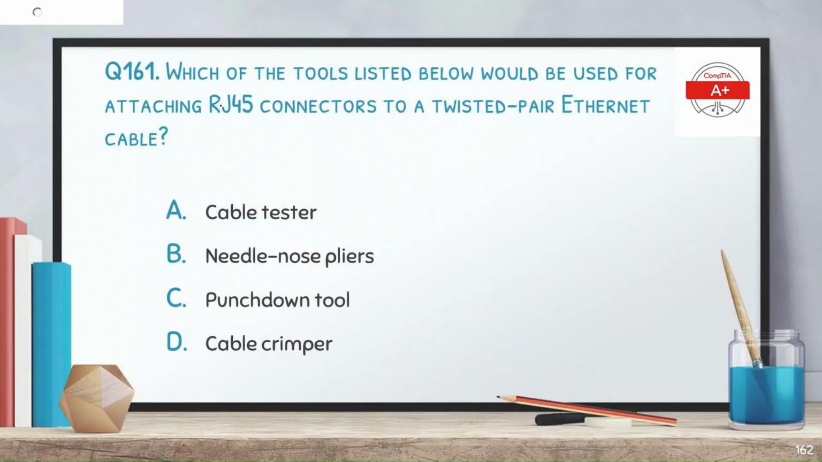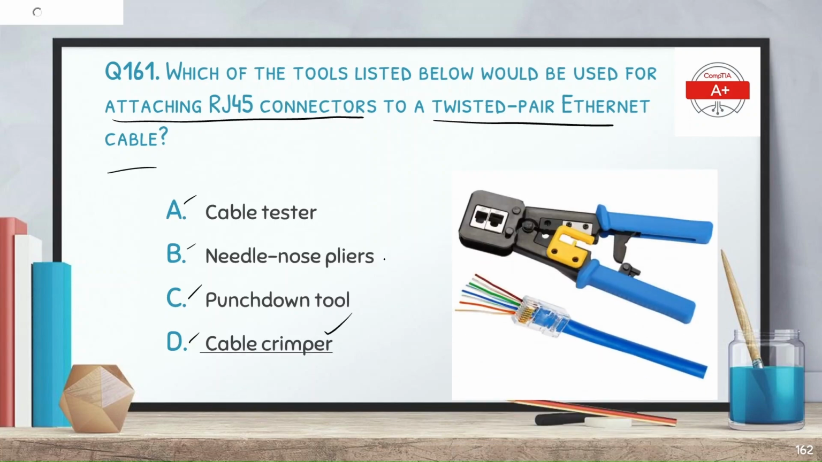Question number 161 is that which of the tools listed below would be used for attaching RJ45 connectors to a twisted pair Ethernet cable? The options are A. cable tester, B. needle nose pliers, C. punch down tool, and D. cable crimper. The correct option is the cable crimper. So this is the device, and it is used to connect this RJ45 connector to the cable.